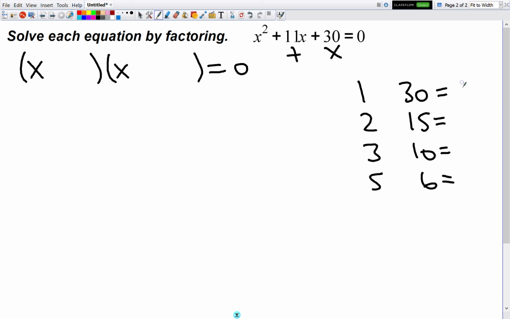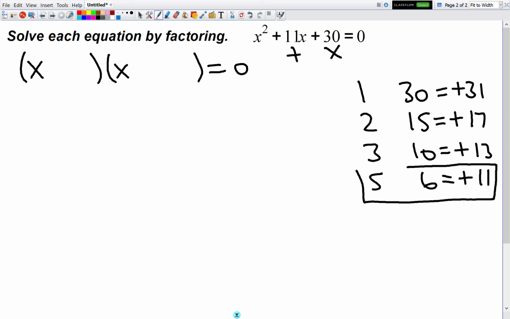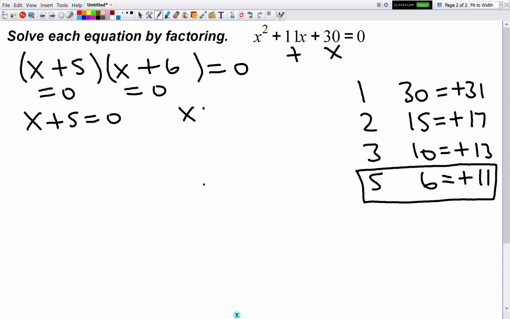So let's add them all up. This gives us positive 31, this gives us positive 17, this is positive 13, and this is positive 11. So did we find our combination? We sure did. It's right here, positive 5 and positive 6. So we put that in the parentheses, and now we solve for x. We do just like the last time and set them equal to 0, and then we have our equation: x plus 5 equals 0, x plus 6 equals 0, and then you solve for x.